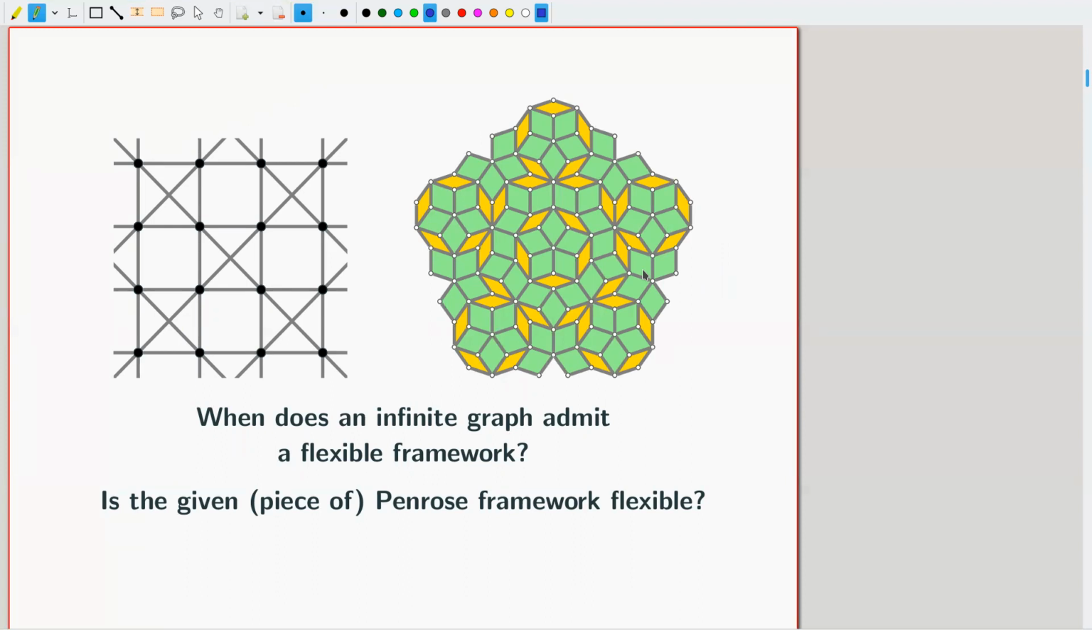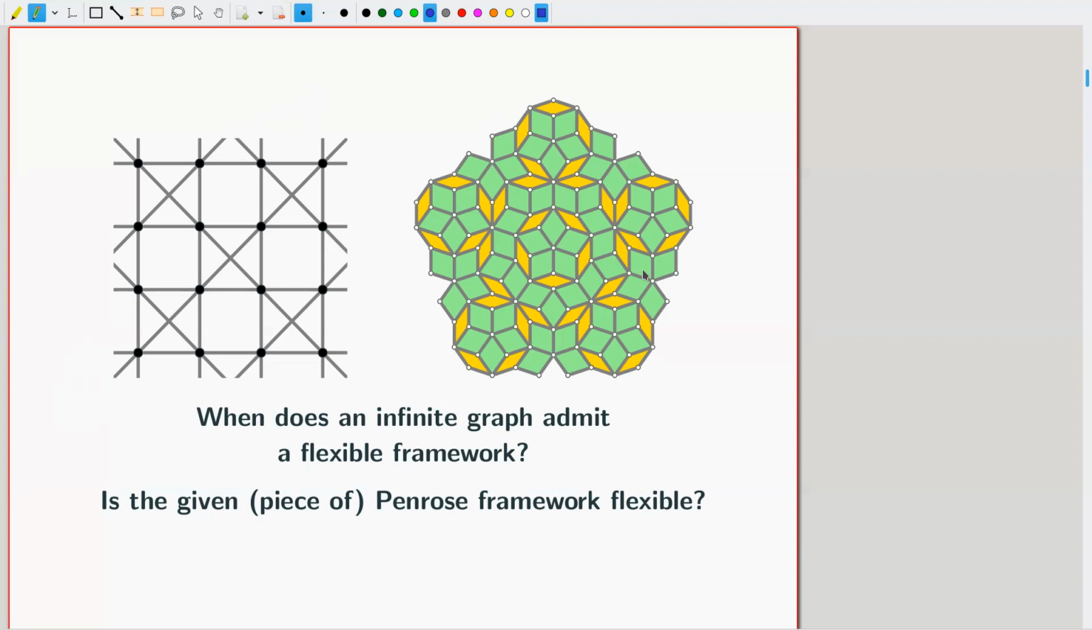Or I can take a tiling. So this is a piece of Penrose tiling. Of course, that's something that is infinite, but it's difficult to draw an infinite framework on the slides, so here is just a small piece of that. And the question is the same. Or actually, it's slightly different here.